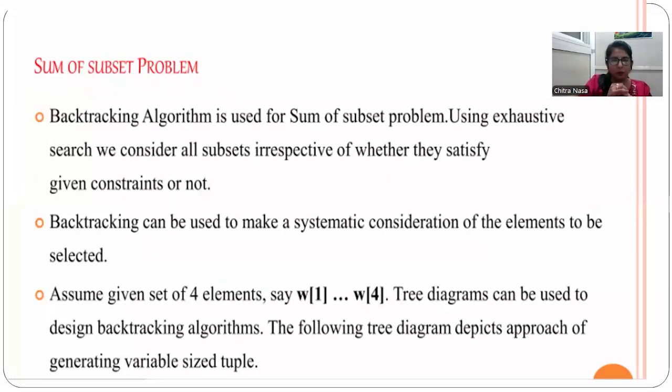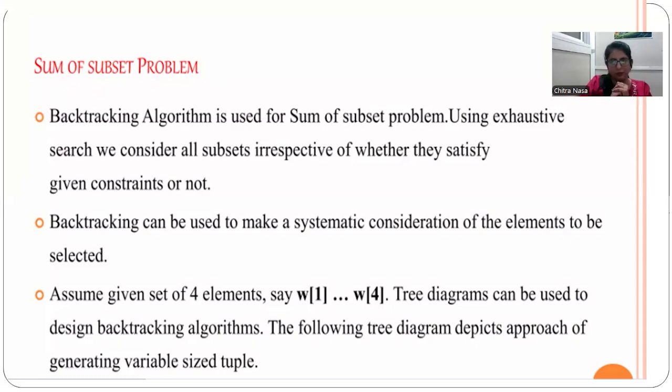The backtracking approach can be used for solving the sum of subset problem, and it's an exhaustive approach. We consider all the subsets, irrespective of whether they satisfy the given constraint or not. So we will consider all the elements, draw a state space tree, stop where we find a dead end, and backtrack to the path which gives us the solution. That's why it's an exhaustive one. We have to explore all the paths here, right?